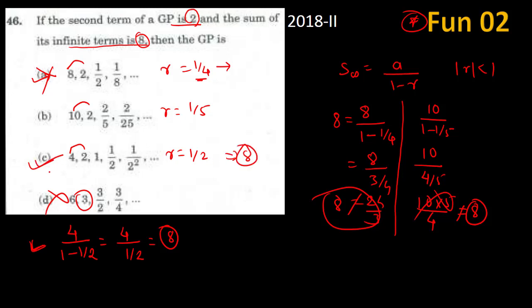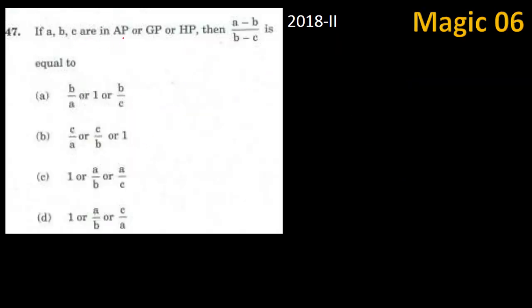Magic 06, we can say, substitution method we used. If A, B, C are in AP or GP or HP, then (A minus B) upon (B minus C) is equal to. First let's consider they are in AP. You can consider A, B, C as 0, 1, 2. Then what will be the value? A minus B is 0 minus 1, upon B minus C is 1 minus 2, which is minus 1 upon minus 1, which equals 1.